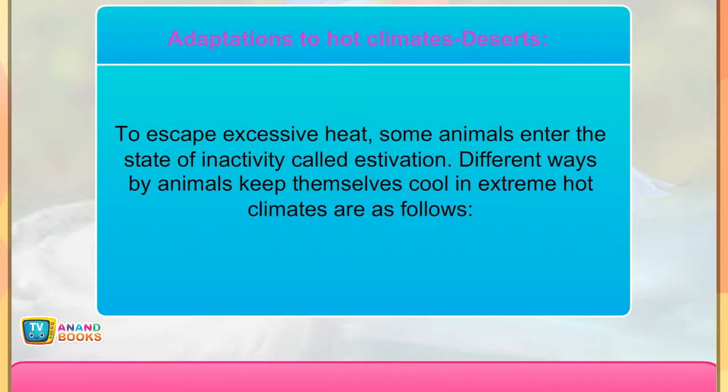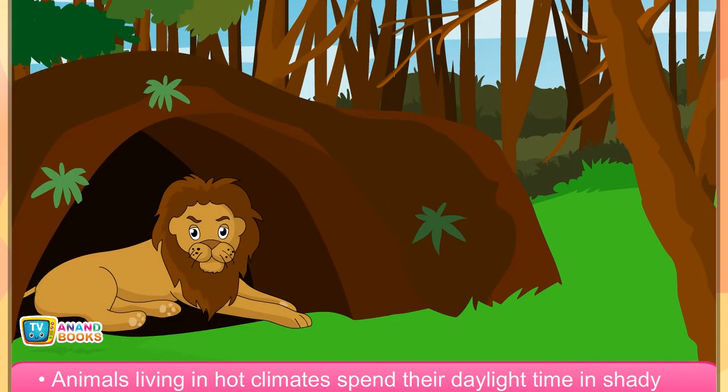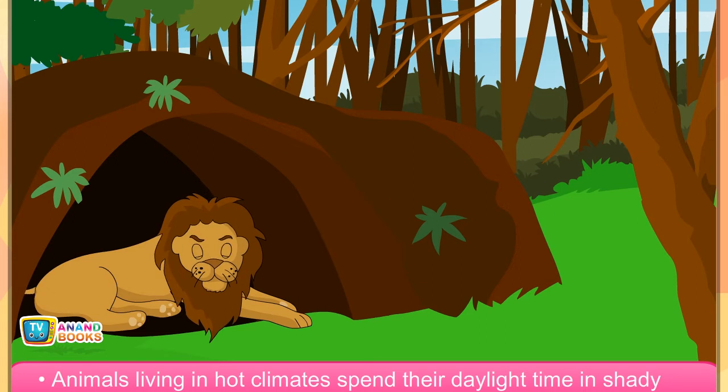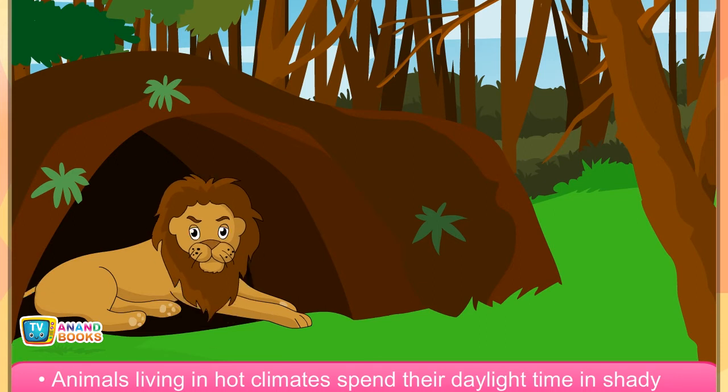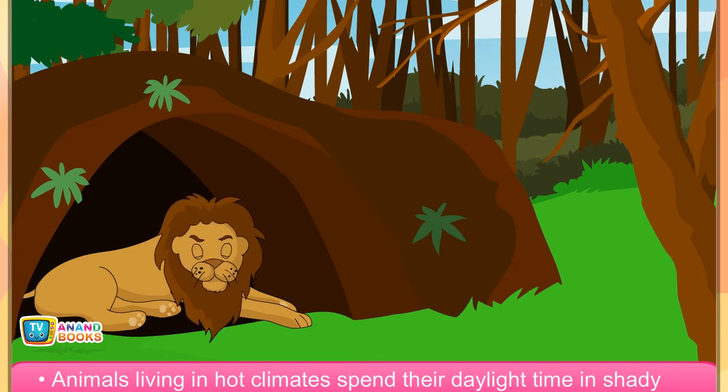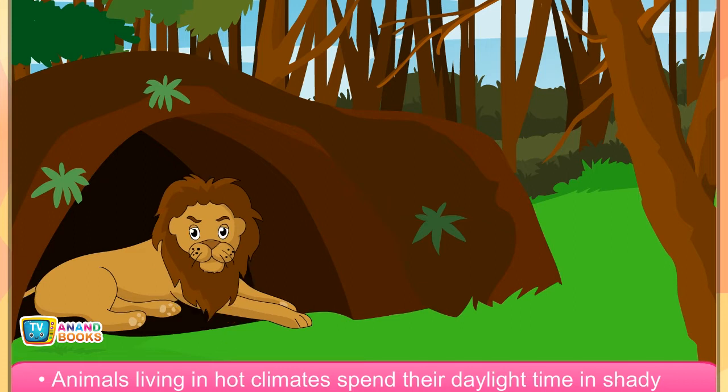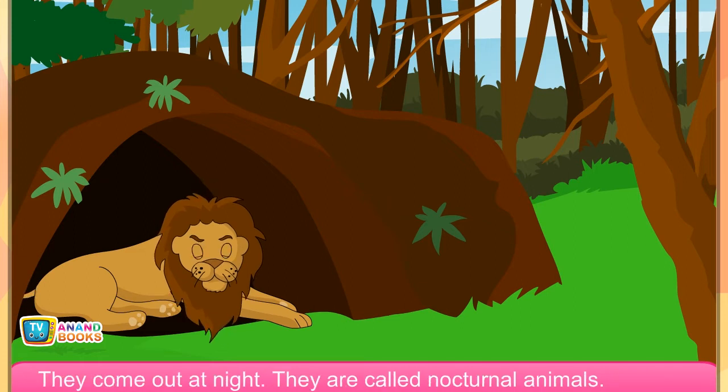Adaptation to hot climates, deserts. To escape excessive heat, some animals enter the state of inactivity called aestivation. Different ways animals keep themselves cool in extreme hot climates are as follows. Animals living in hot climates spend their daylight time in shady places such as burrows. They come out at night. They are called nocturnal animals.